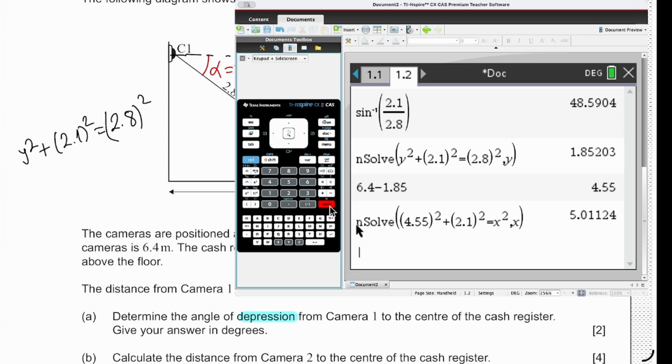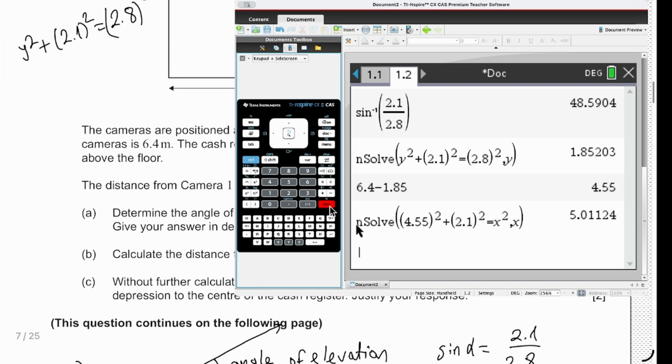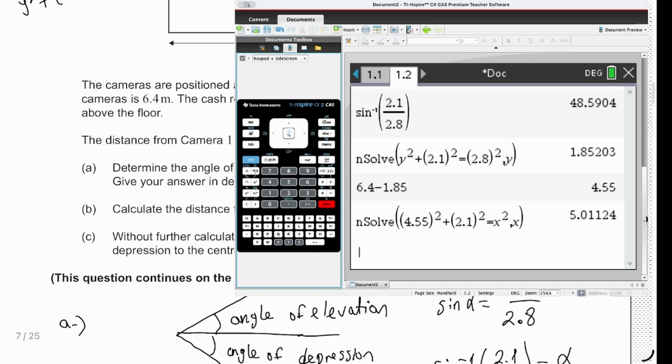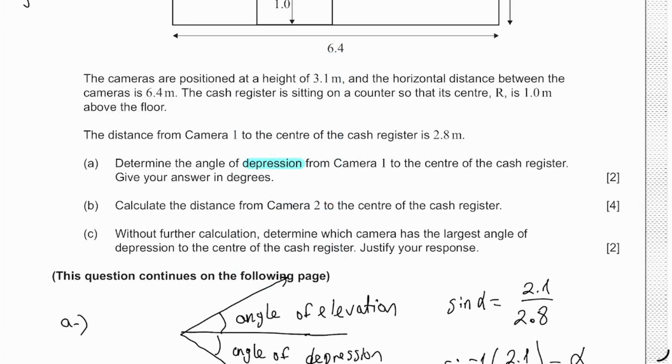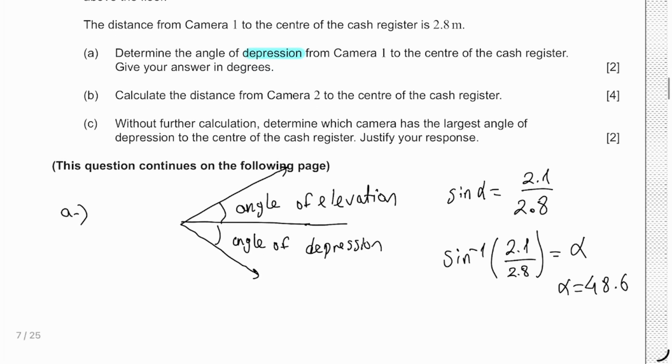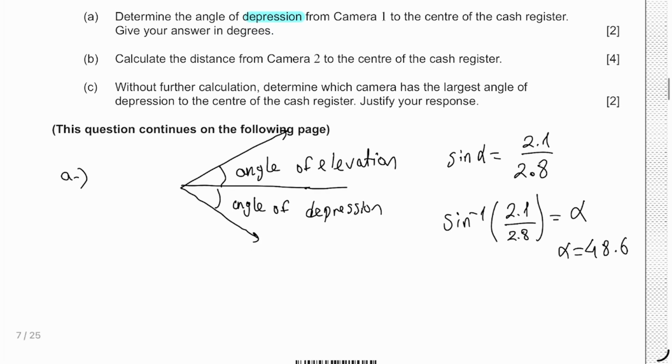5.01, right? In three significant figures. So our answer is 5.01 meters. x equals 5.01 meters. So this is for part B, guys, right? Let me show it here.